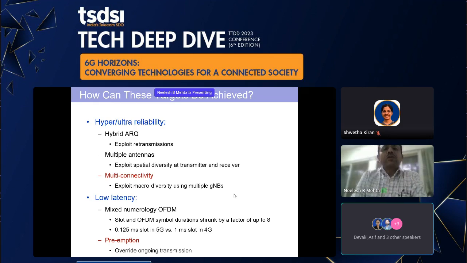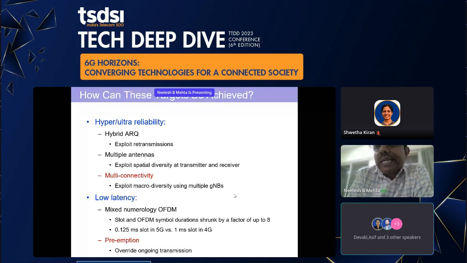Okay. Now, how do you achieve the low latency part? So if you look at low latency, 5G introduced this really nice thing called a mixed numerology OFDM system, where essentially what they do is they no longer use the same OFDM numerology, which means the subcarrier bandwidth and symbol duration. They mix and match depending on the service's requirements. And what they did is cut the OFDM symbol duration down by a factor of up to 8. So earlier, one slot, which was the basic unit of time in 4G, was 1 millisecond. It's been shrunk all the way down to 1/8 of a millisecond in 5G. And it's easy to see why this gives you lower latency, because essentially everything happens 8 times faster.